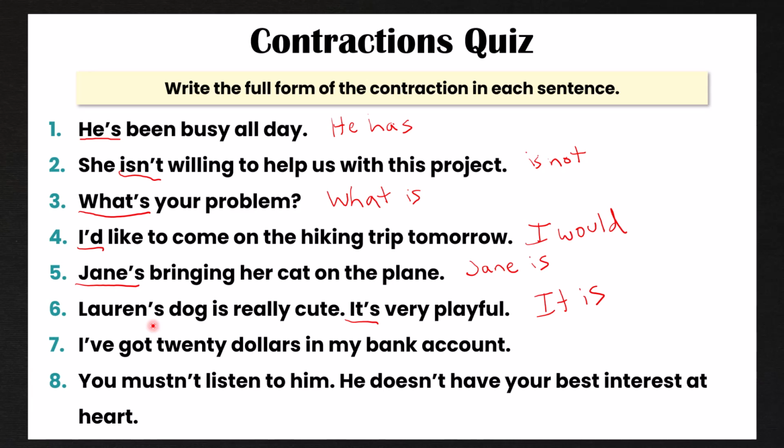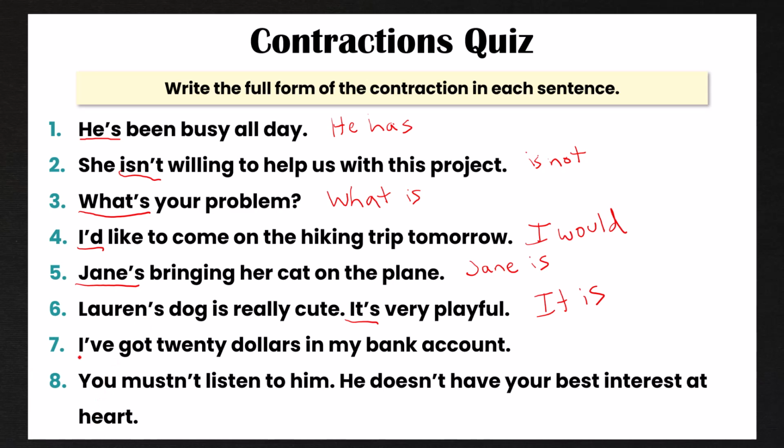Lauren's is not a contraction. Lauren's dog is really cute. Lauren apostrophe S is different from sentence 5 because this is possessive. We're talking about the dog that belongs to Lauren. We are not forming a contraction to write Lauren is dog is really cute. That doesn't make any sense. So Lauren's is a possessive noun. It is not a contraction.